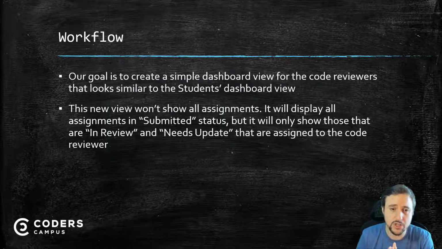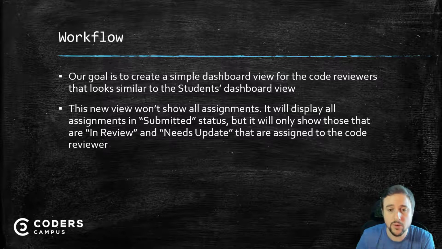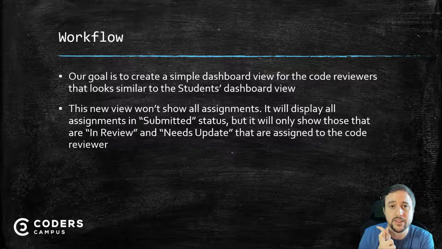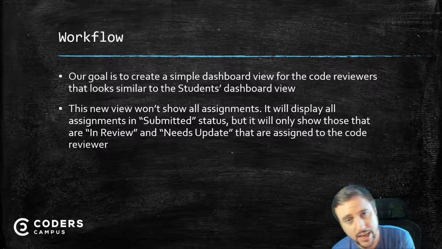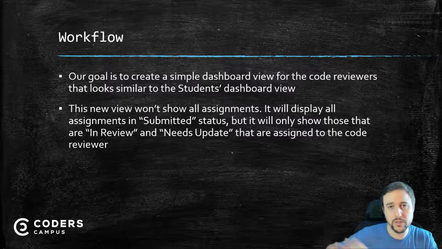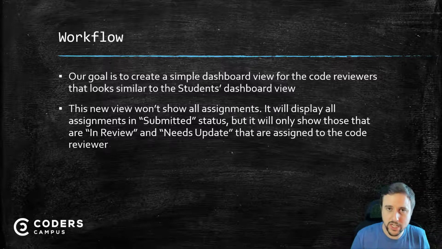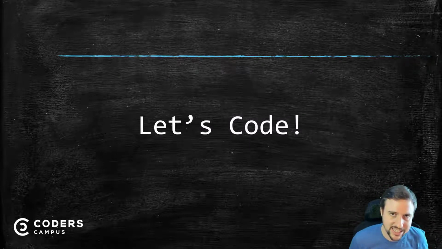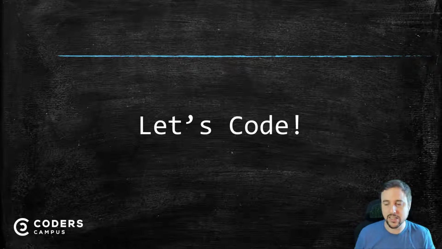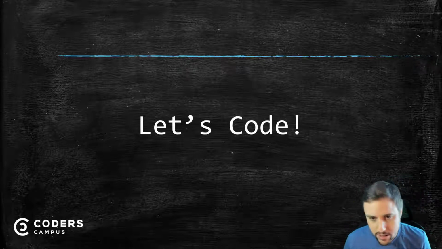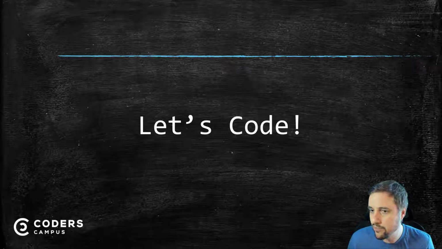And then it will also show those that are in review and needing update statuses that belong to that particular logged in code reviewer. You shouldn't see any other code reviews from other code reviewers, otherwise that'll get a bit confusing. So that's the gist. Obviously, we're not going to be able to get to all of this today, by today, I mean in this lesson. But let's dive into the code and see how far we can get.